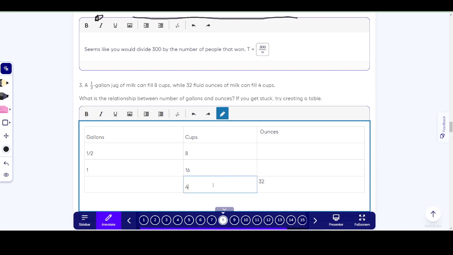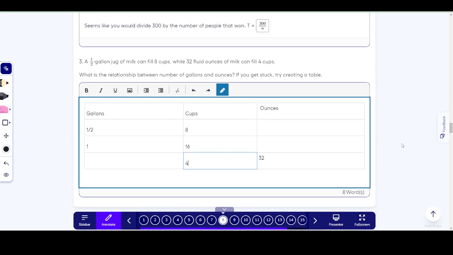So that means we can systematically figure out what it's going to be. Okay, so what can we do? How do we figure this out? I think we need to redo this chart because I need 4 cups to be 32 ounces. So we're going to move all these numbers. 4, 32. I think that's probably why I'm confusing myself.